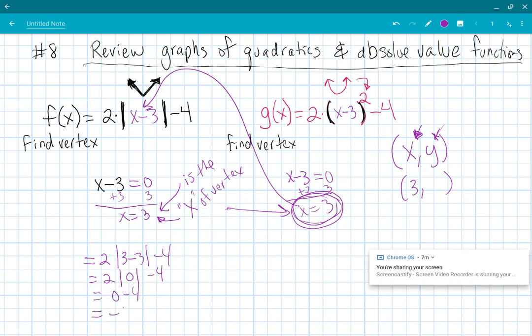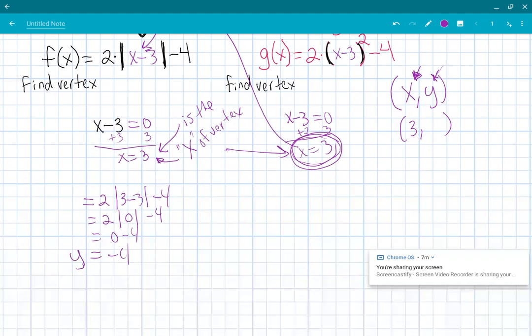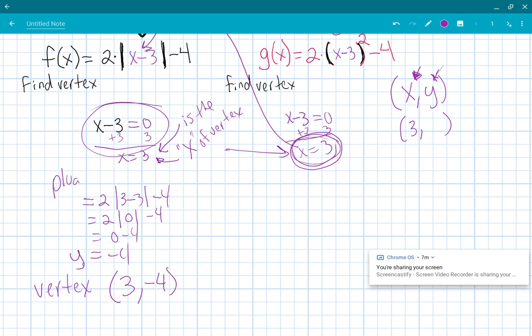So what is the y? The y is -4. So now we know the vertex. The x is 3 and the y is -4. So remember that the vertex is two parts. It's the x and the y, okay? Now, to find out the x, you got to set it equal to 0. And to find the y, you got to plug it in, right? You can write yourself a note. Plug it in.